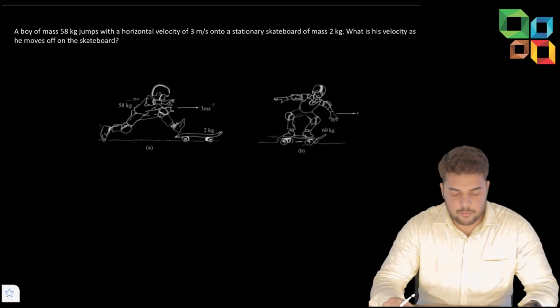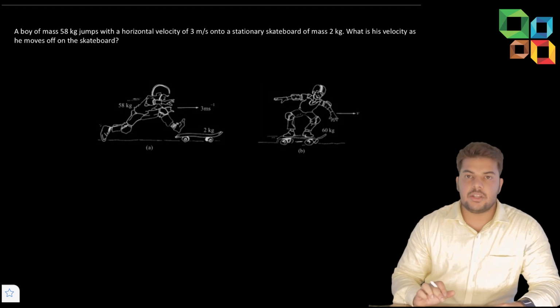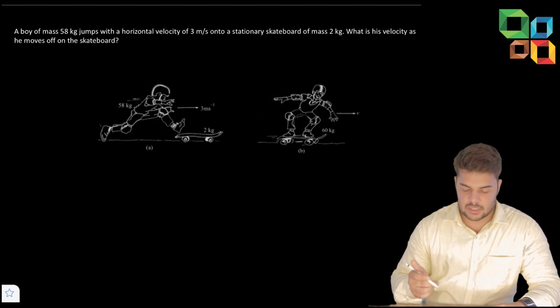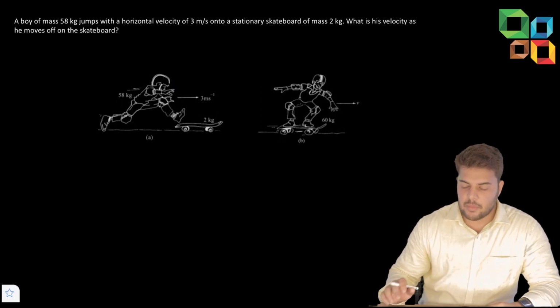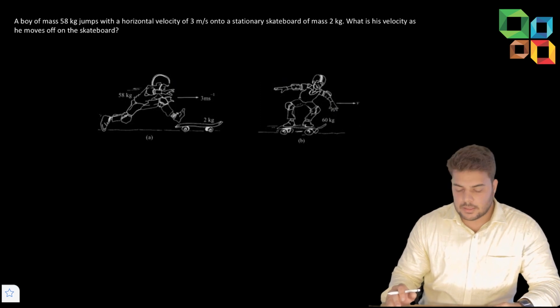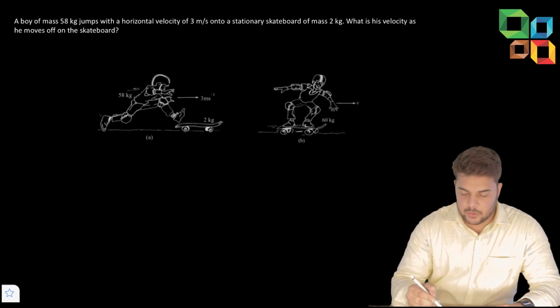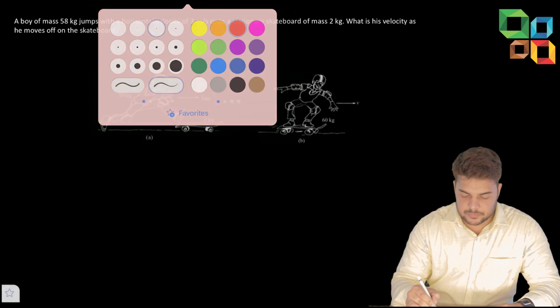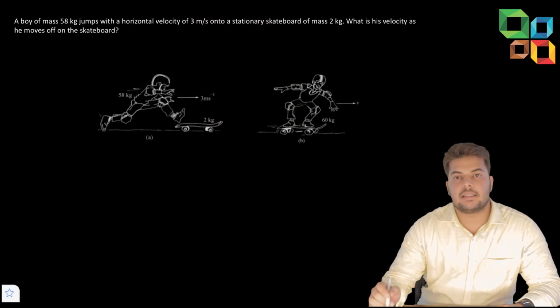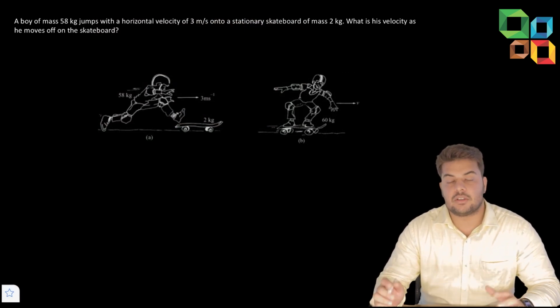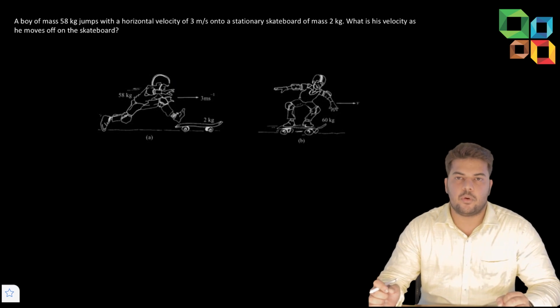A boy of mass 58 kg jumps with a horizontal velocity of 3 meters per second. So what is the total initial momentum of the system? When I talk about this scenario, I'll have to talk about the total momentum of the system before interaction. You can see that the boy is interacting with the skateboard over there.